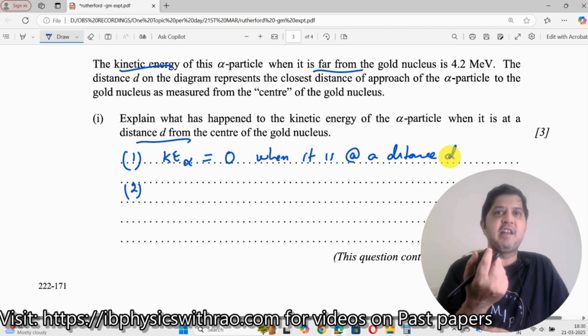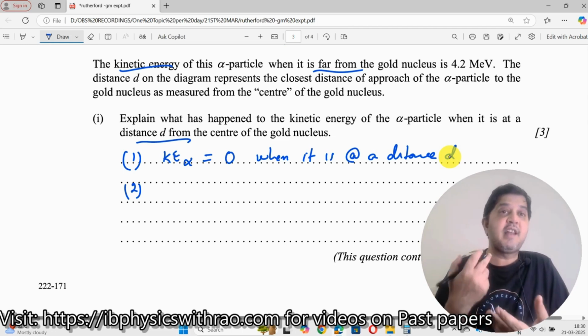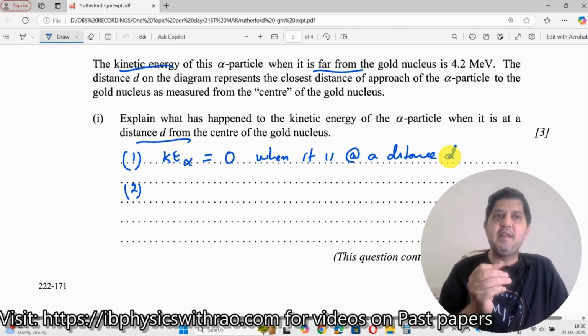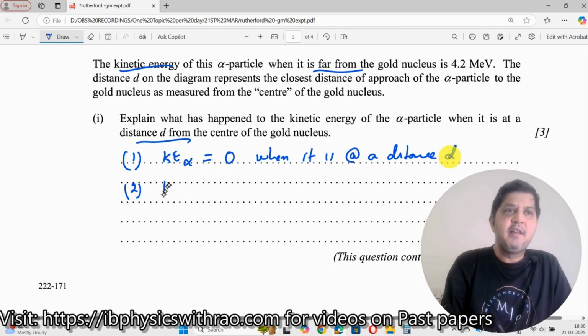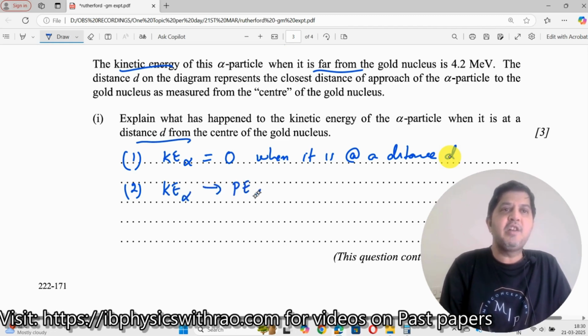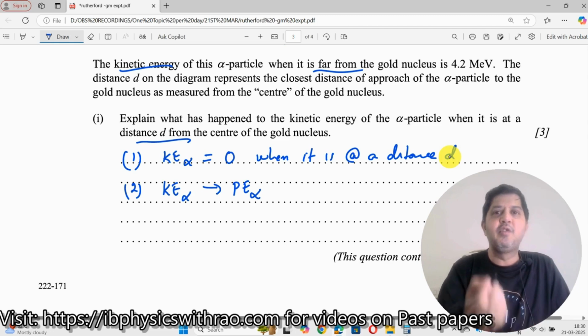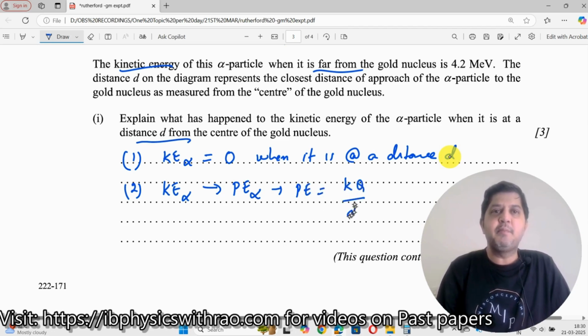Because we know energy cannot be created or destroyed, it can only be transferred. Now, where is the transfer happening? Somewhere this kinetic energy should have been transformed into something. What is happening is that the kinetic energy of the alpha particle has been converted into the potential energy of the alpha particle. How do you know the potential energy? Because you know the potential energy of a particle is given by kq divided by d. You know this from electrostatics, already learned. So potential energy is kq1q2 divided by d.